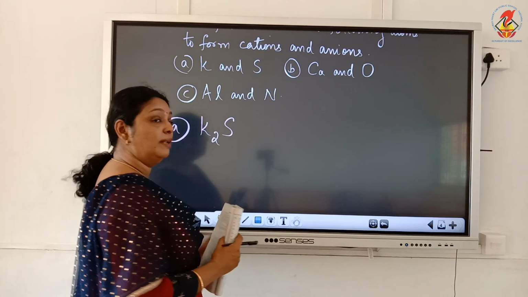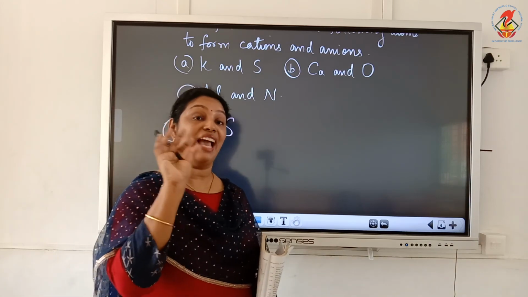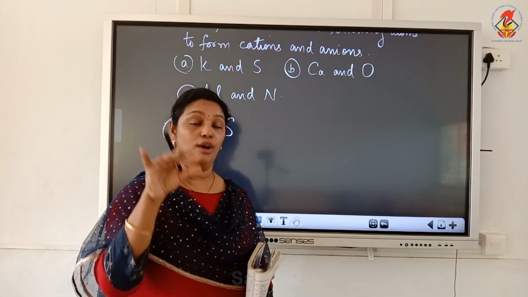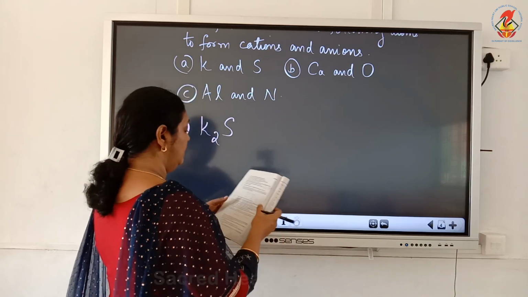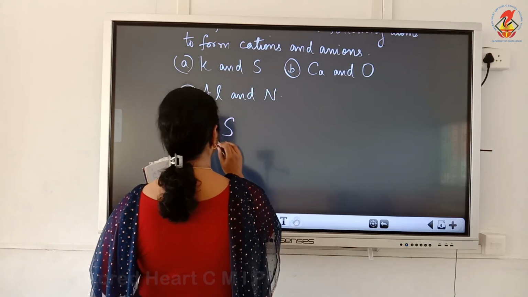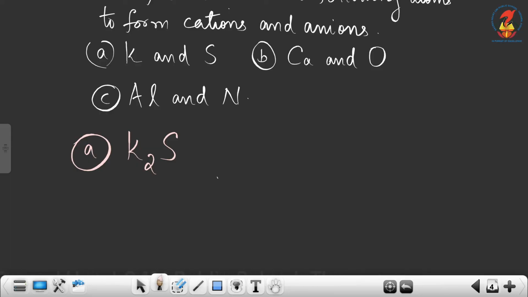So Lewis symbol means how will we show? We are representing the valence electrons as dots around the symbol of the element. Now here we have 2 potassium, so you will write it as 2K, with 1 electron each. Potassium has only 1 electron, plus sulfur. How many electrons around sulfur? 1, 2, 3, 4, 5, 6 electrons around sulfur.